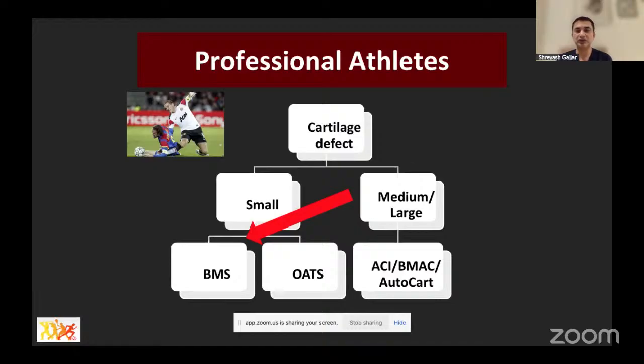Because if you do some sort of an ACI or a BMAC or an autograft type of procedure, they are going to have a long rehab and perhaps it could be career ending. So for professional athletes, generally just chondroplasty and maybe maximum bone marrow stimulation. At the end of the career, they need to be counseled that they would need some sort of a major cartilage repair technique.